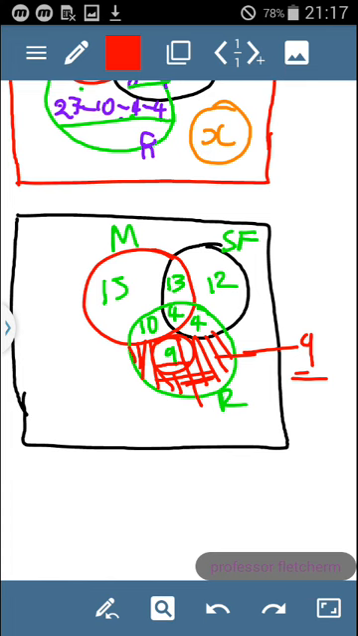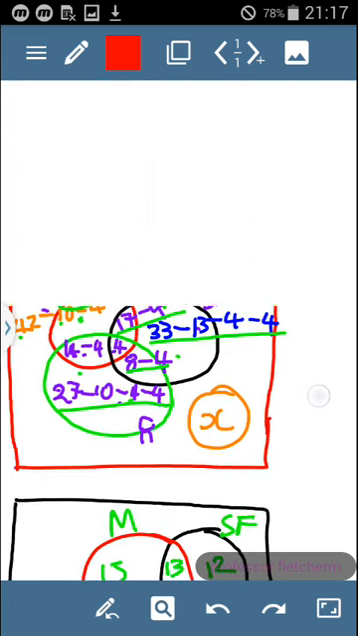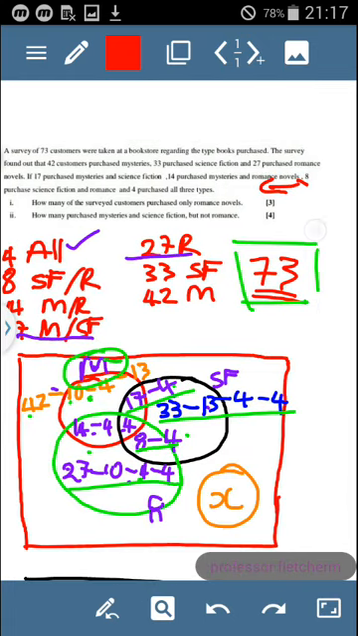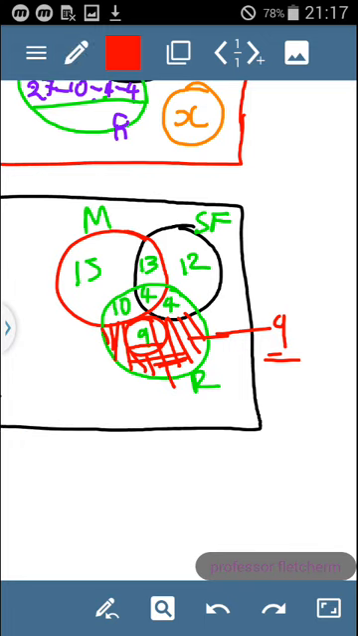I think that's clear. Right, second part of the question, it says, how many purchased mysteries and science fiction, but not romance? Mysteries, this one. Science fiction, but not romance. So that guy will assist us. So 13. This one's both mysteries and science fiction.